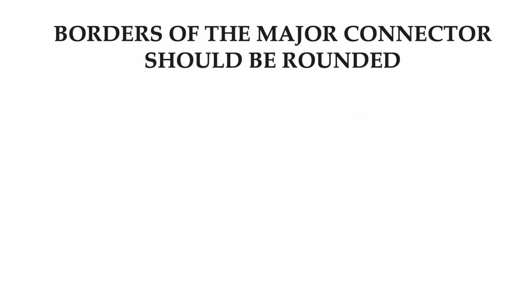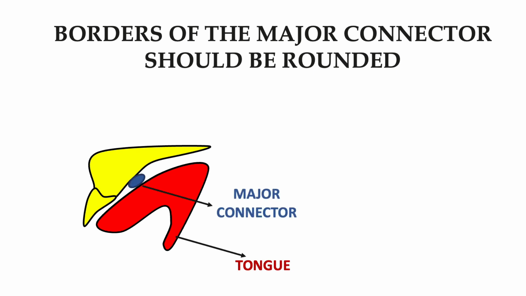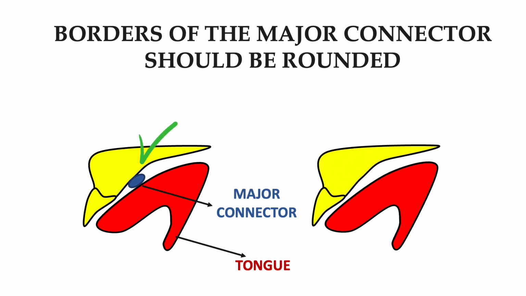Now the next point of design consideration is that the border of the major connector should be rounded. Very important point. As you can see in the figure, we have a dentition and we have a tongue, and the border of the major connector is rounded. This is a right design. If it is not rounded, then it constantly hurts the tongue. As you can see in the second figure, the border of the major connector is not rounded. So what happens? It constantly hurts the tongue. If it is rounded, it will glide over the tongue. It will not hurt or irritate the tongue.